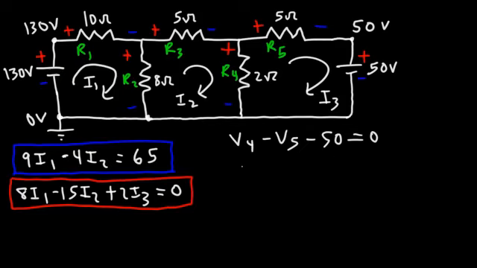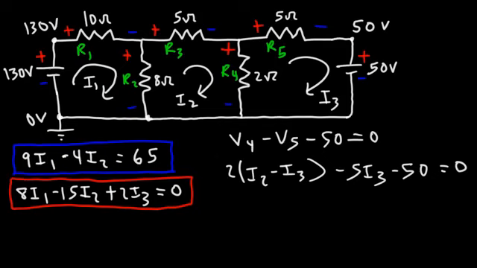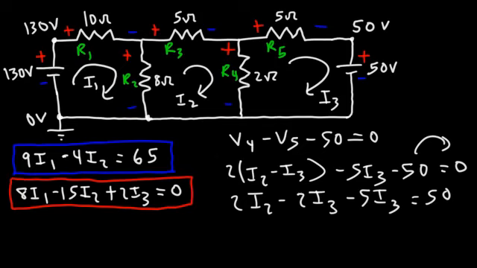Now V4, we're going to replace it with the 2 ohm resistor times the difference between I2 and I3. V5 is going to be R5 times the current flowing through it, which is I3. So that's 5I3. Now let's distribute the 2. So this is going to be 2I2 minus 2I3 minus 5I3. And let's move the negative 50 to the other side. Now let's combine like terms. This is going to give us 2I2 minus 7I3, and that's going to equal 50.